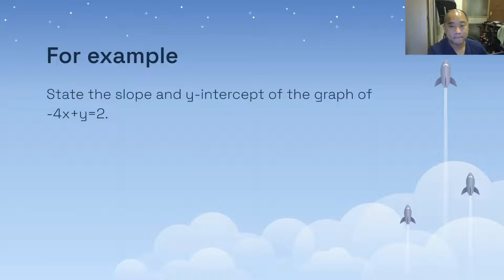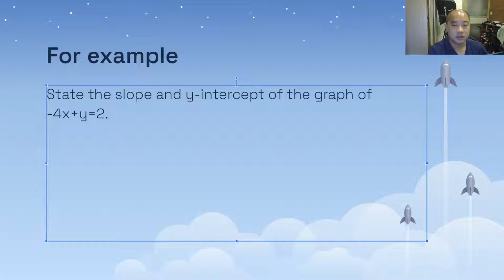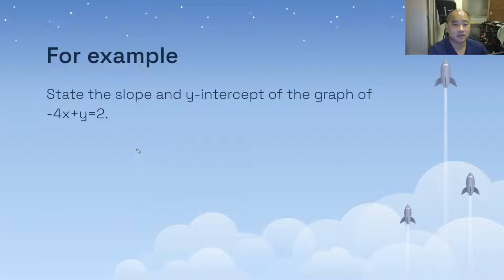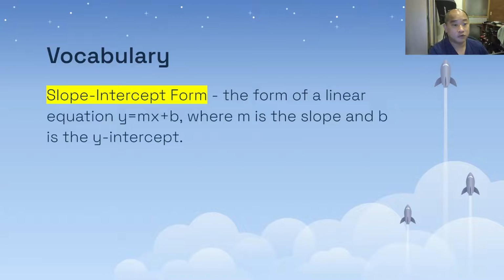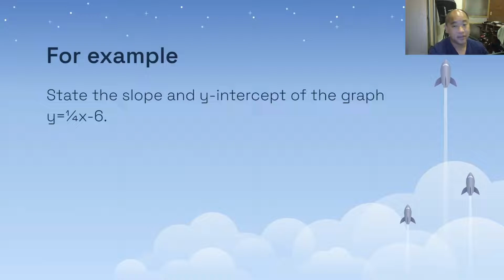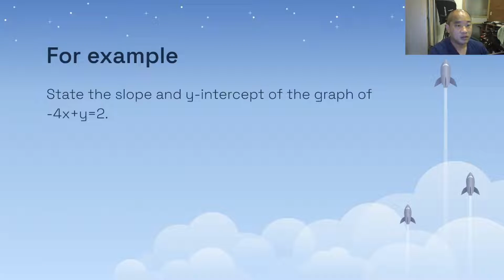All right. State the slope and y-intercept of this. Well, as you can see here, this is not in slope-intercept form, which is y equals mx plus b. So we have to make it into that form. What we want eventually is y by itself on one side. So we're going to isolate y, or solve for y, which is one of the skills that we've been practicing this year. We want it to be y on one side and everything else on the other side. So how do we do that here?